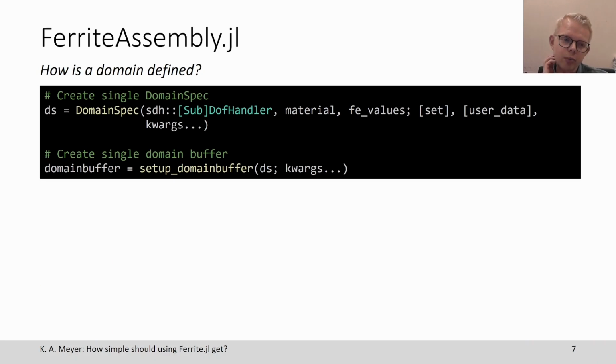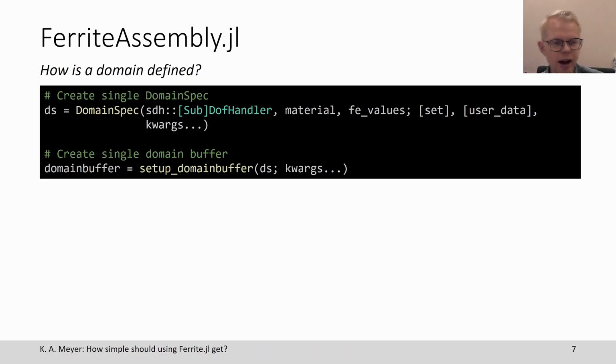So how to define these domains? Well, you set up the domain spec, which basically consists of your dof handler if you only have one subdof handler in your domain. If you have multiple subdof handlers, you need to use the subdof handler. You give the material, you give it your FE values, so say cell values or face values or whatnot. Potentially you might give it some other information. So if you want just a part of the domain, then you need to tell it where.